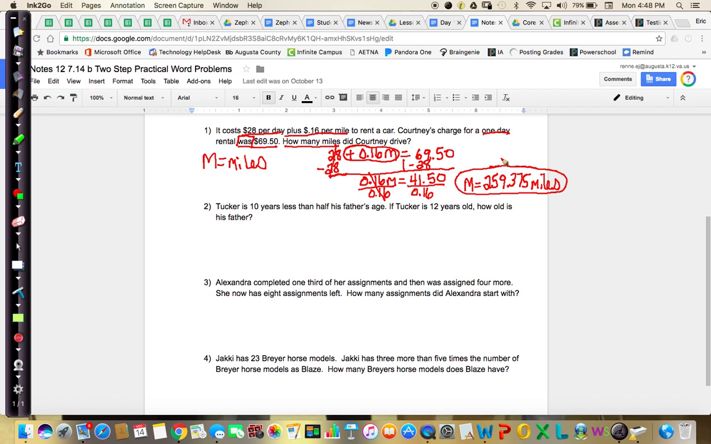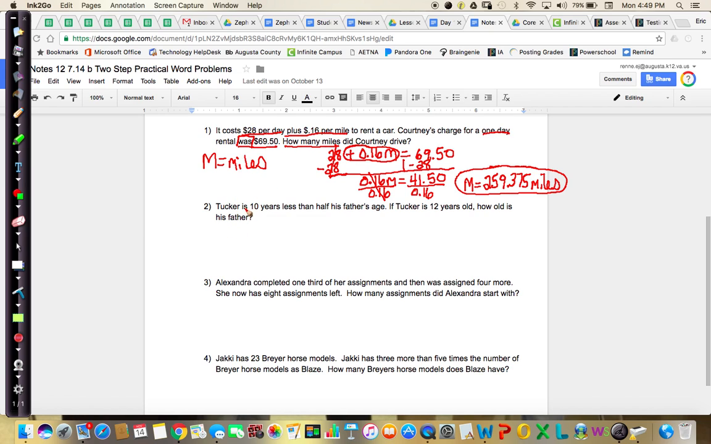So let's see. It's hard to see if this is really reasonable. The best way to look at this is to just check it. And remember, the way we check it would be 28 plus 0.16 times my answer because number in front of letter means multiply. And if it equals 69.50, then we did it correct. And of course, it does equal 69.50 if you try that on your own.